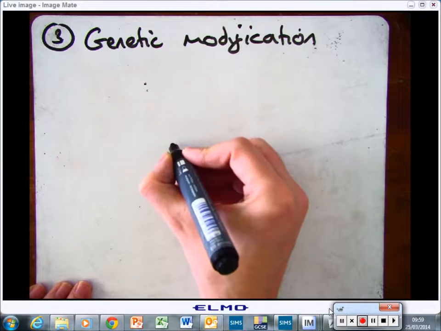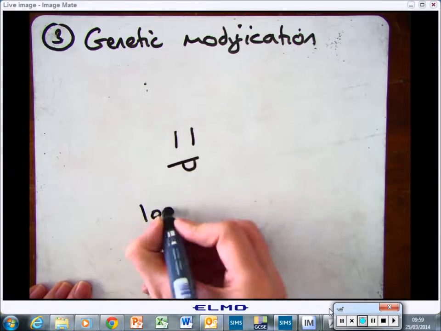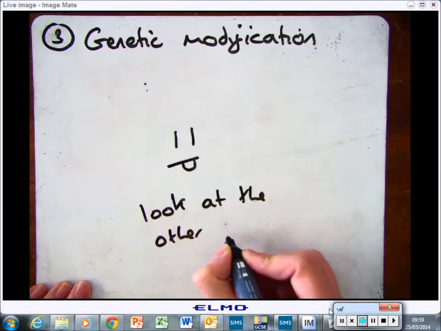The final way to increase food production is to use genetic modification. Now we've done a lot of that, so look back at the previous videos if you're not sure.